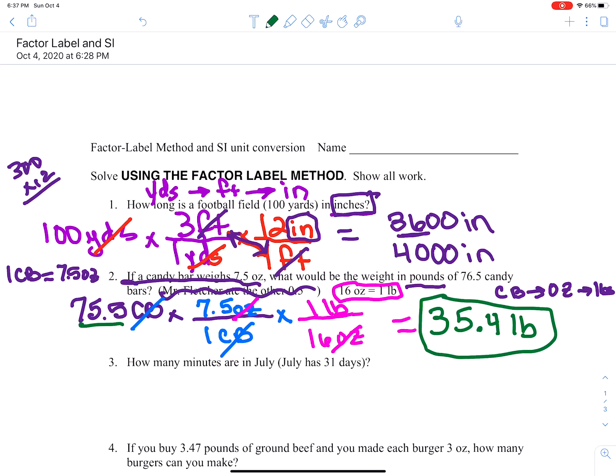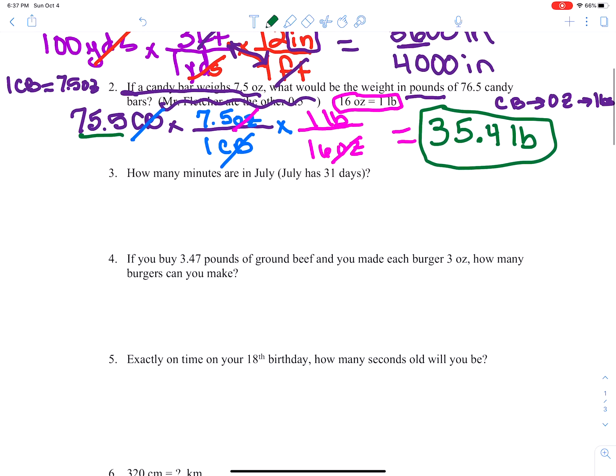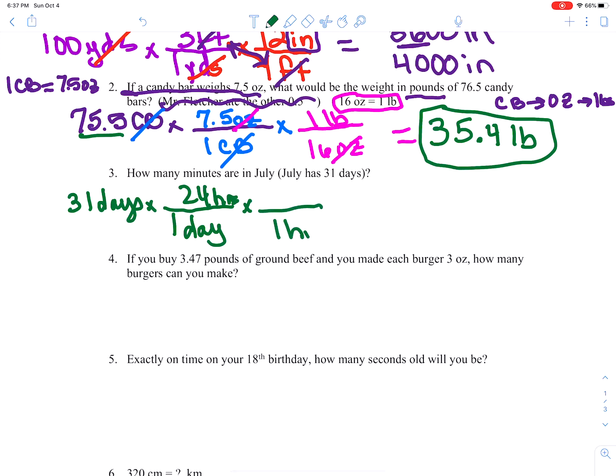Let's do another one. How many minutes are in July? We know there's 31 days in July. So 31 days. You could do this several ways. However, I'm going to go from days to hours, hours to minutes. So 1 day is 24 hours, and then 1 hour is 60 minutes. That's not difficult.